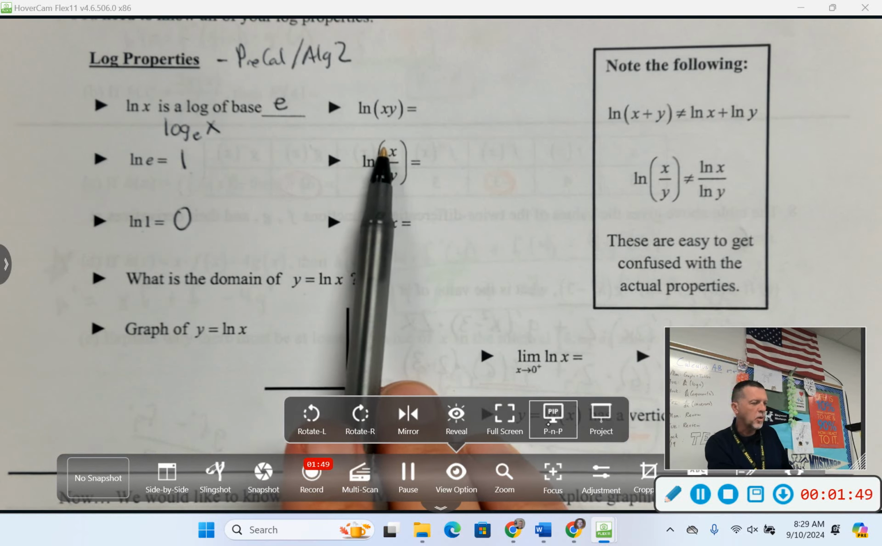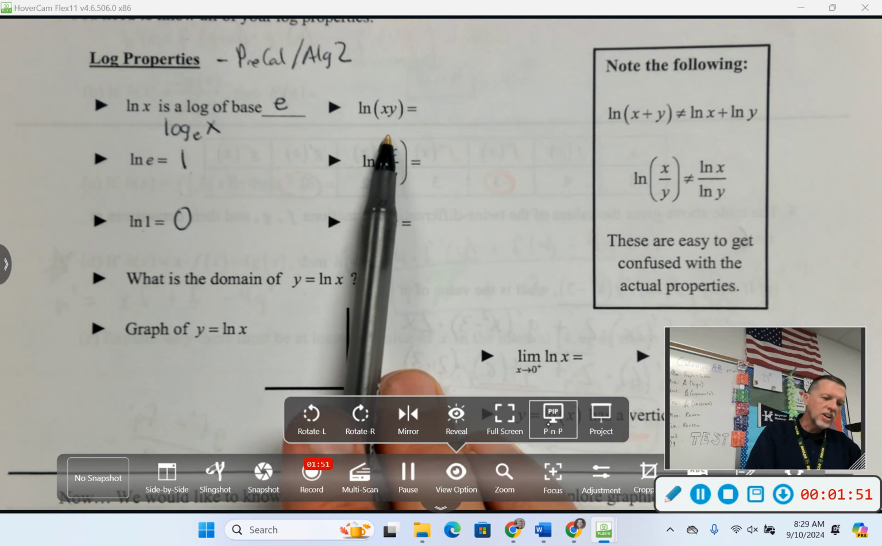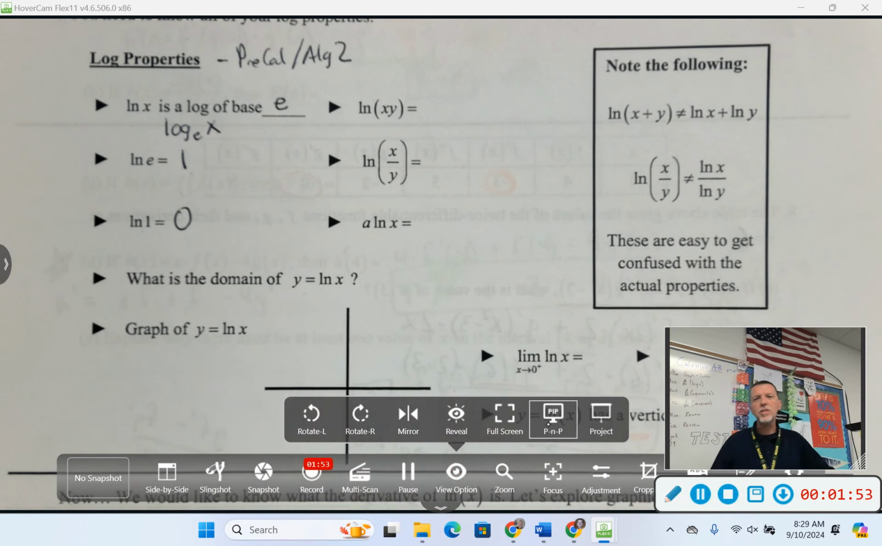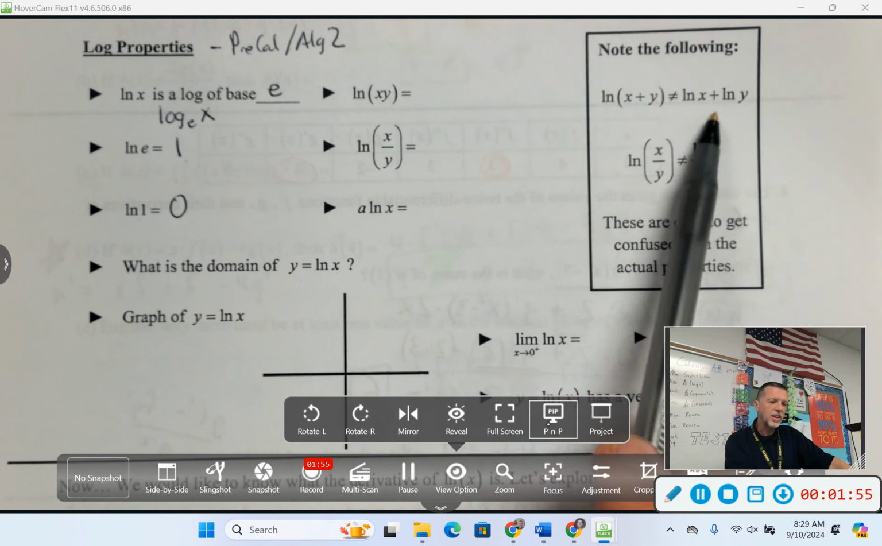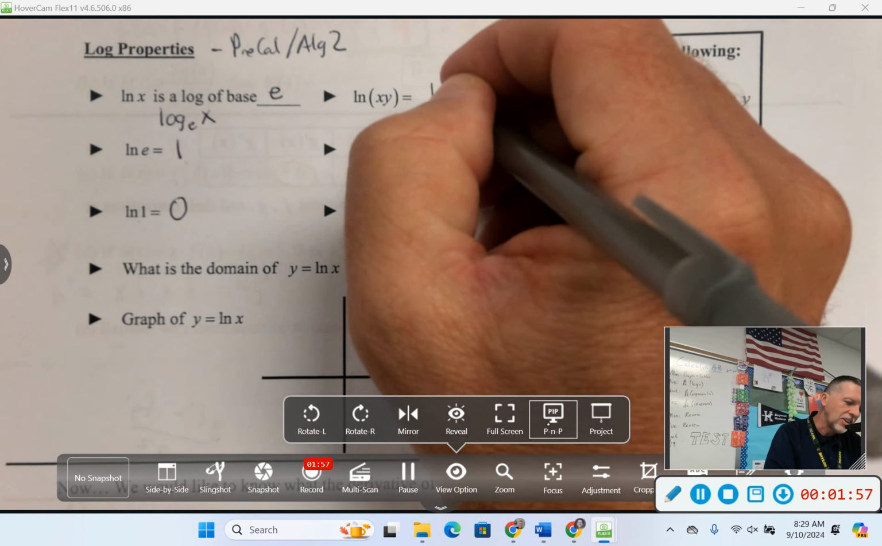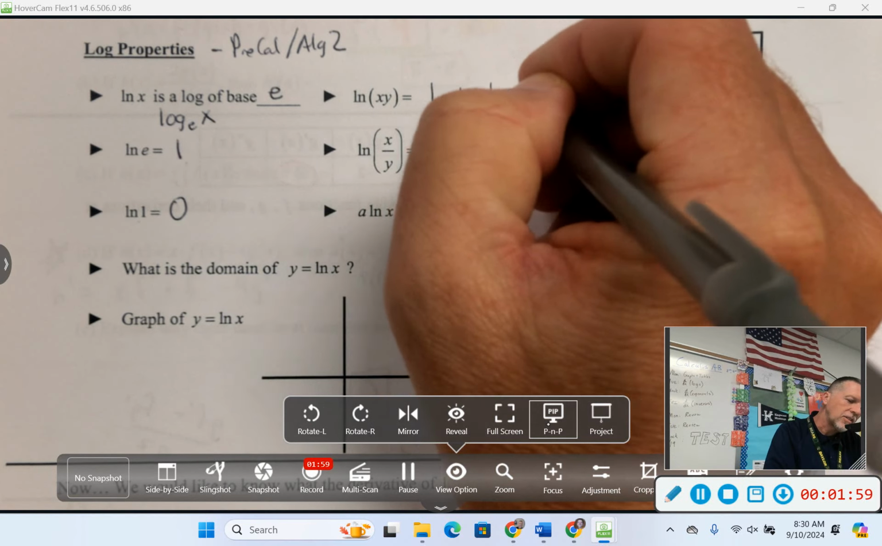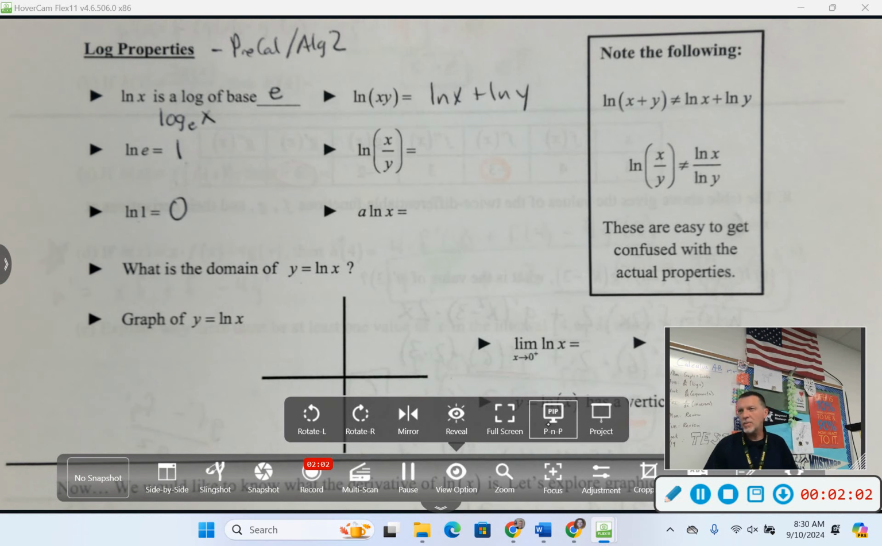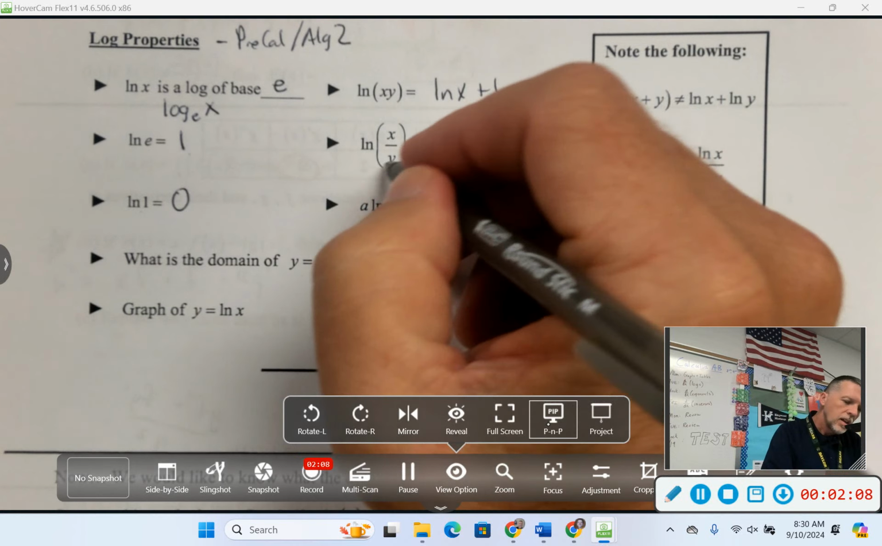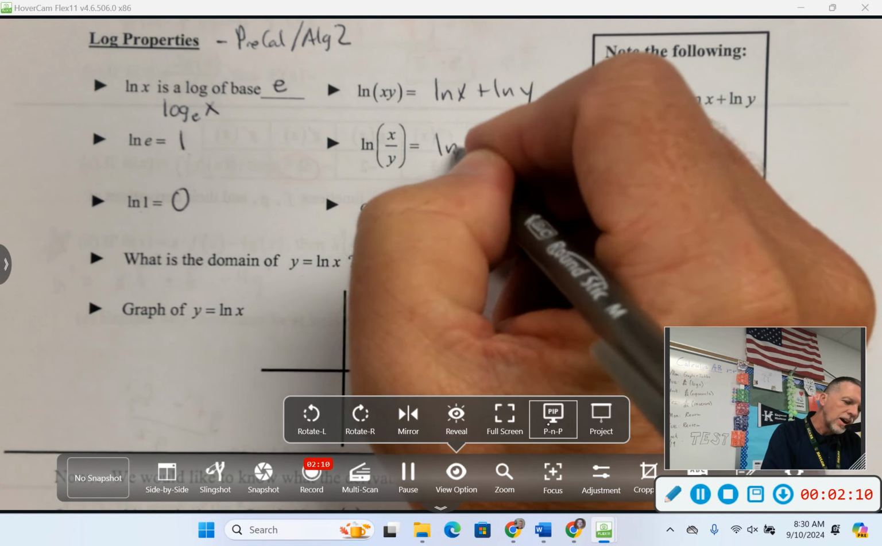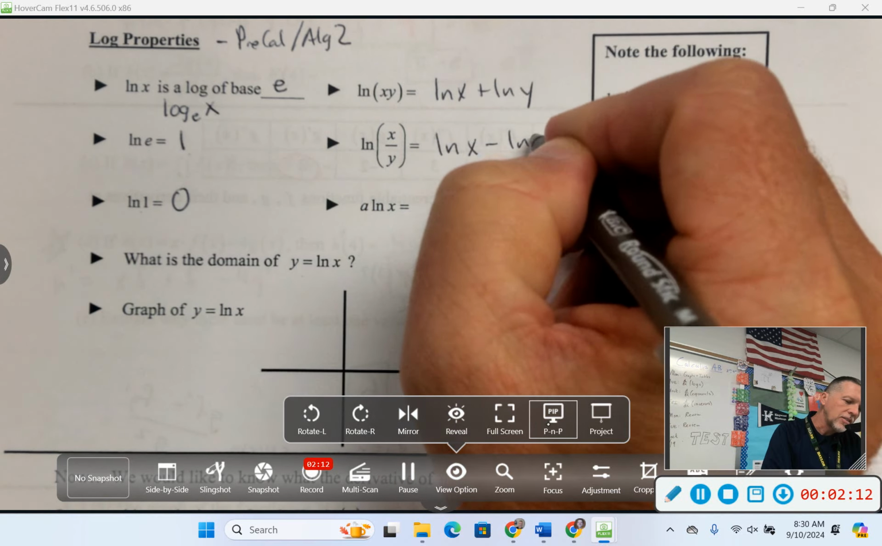Let's back up and do properties. Natural log of xy. Do you remember how you can split it up? Here it is: natural log of x plus natural log of y. Logs and exponents have that weird property of addition and multiplication sort of combining. Natural log of x over y is natural log of x minus natural log of y.